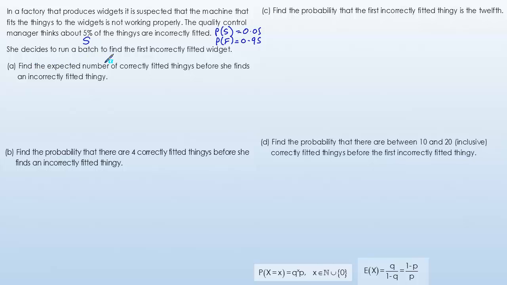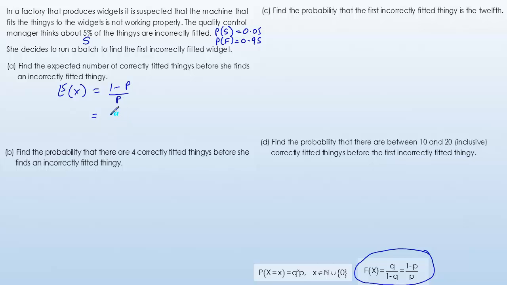She decides to run a batch to find the first incorrectly fitted widget. Find the expected number of correctly fitted thingies before she finds an incorrectly fitted thingy. Well, we have the expectation formula just here. So the expectation of x, where x is the number before we find the first incorrectly fitted one, and we should always define that. I'm not going to write it all down here, but you should define what it is. The expectation of x is 1 take away p divided by p.